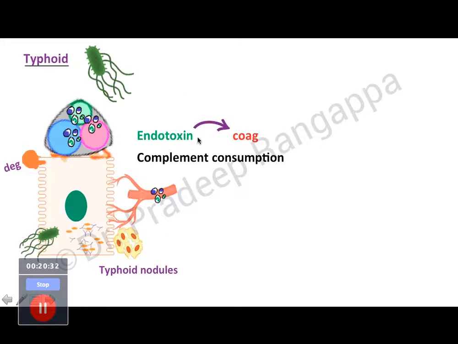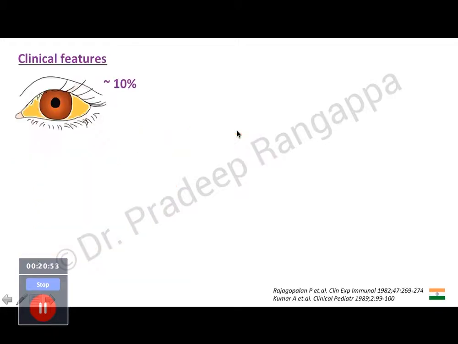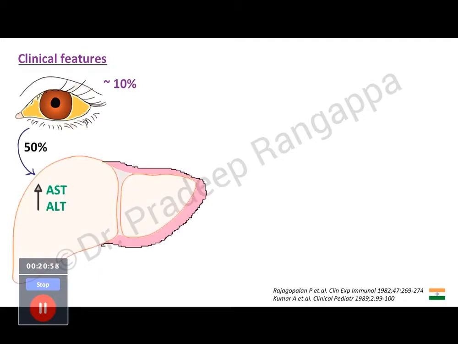And all these changes, so the coagulopathy that sets in can be mediated by endotoxin, and there can be complement consumption. So even in typhoid, if the liver gets affected, it is very much an autoimmune process. If there is arthritis, there is intense portal inflammation, and there is complement mediated inflammation and endotoxin mediated coagulopathy that happens in typhoid. And clinical features, 10% of typhoid fever can have jaundice, and 50% of the jaundice is attributed to increase in the AST-ALT. This is from the Indian literature.